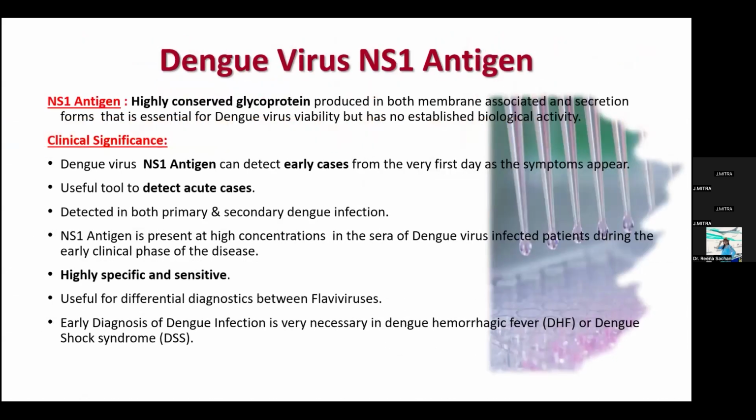So there are a few salient points about NS1 antigen, because this is important for detecting acute cases. This NS1 antigen is a highly conserved glycoprotein. It is produced in both membrane-associated and secretory forms, and is essential for dengue virus viability. But no biological activity has been established. This NS1 antigen is detected in early cases from the very first day of the appearance of symptoms. It is detected in both primary and secondary cases.